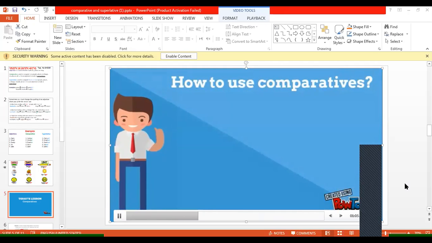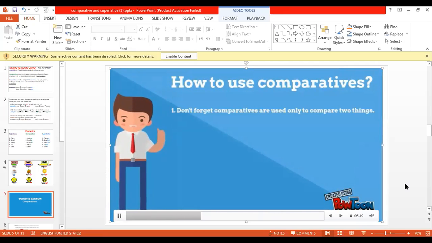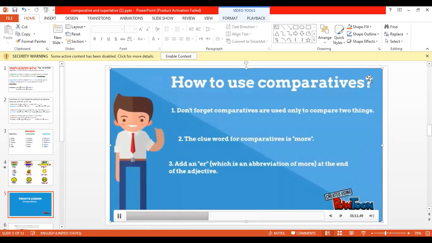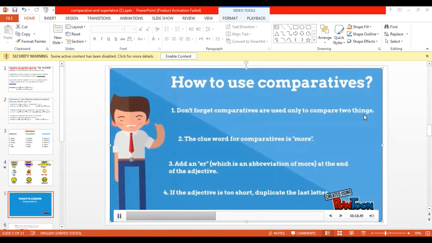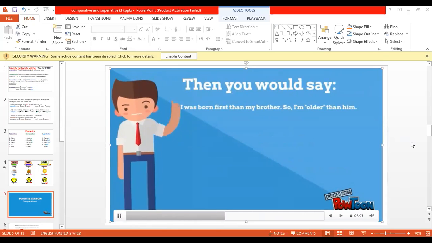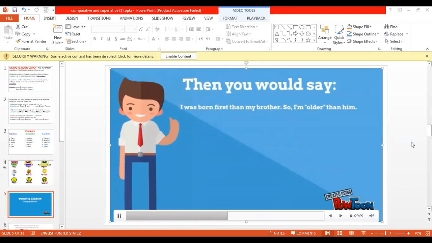How to use comparatives? First, don't forget that comparatives are used only to compare two things. The key for comparatives is more, or ER, which is added at the end of the adjective. And if the adjective is short, just duplicate the last letter. Then you would say something like, I was born first, so I am older than my brother. What you cannot say is, I am more old than him.